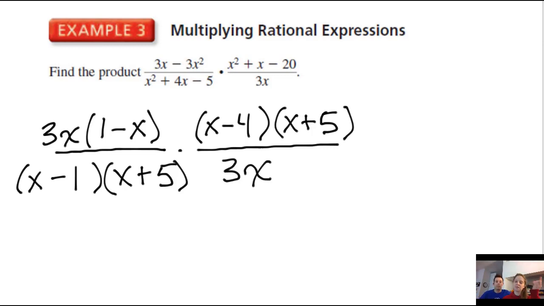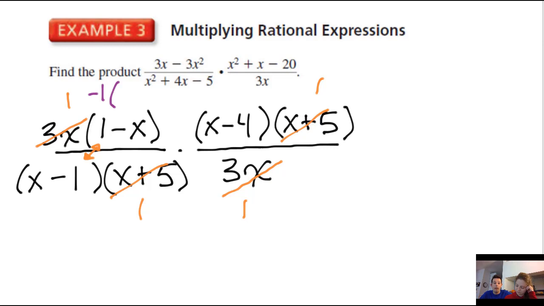Okay, second step, divide out common factors. I see this 3x. I see x plus 5. Does anyone see anything else? Look closely. Okay. You see 1 minus x and x minus 1. Those are almost the same factor, but they're different because each term is opposite. Is there anything we could factor out of the numerator so that it would be the exact same factor? And of course the answer is negative 1.